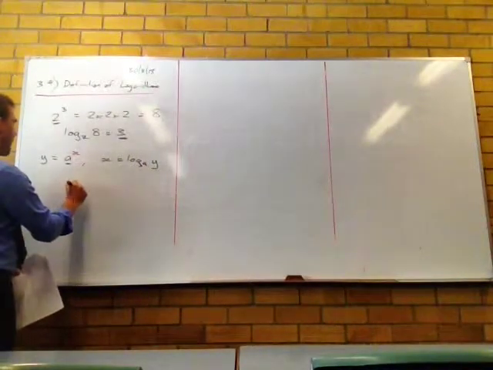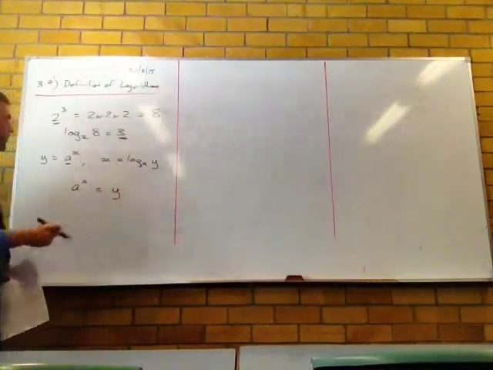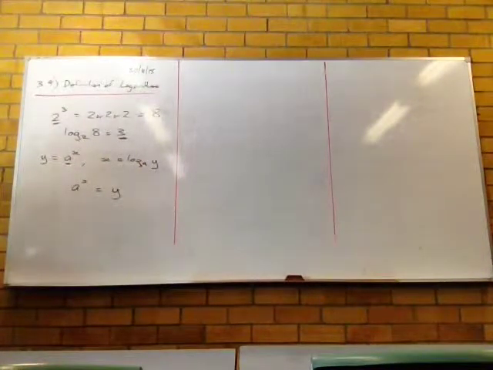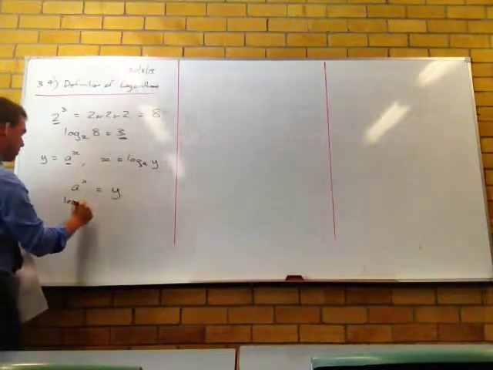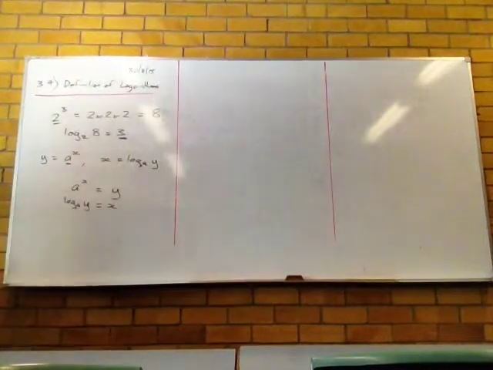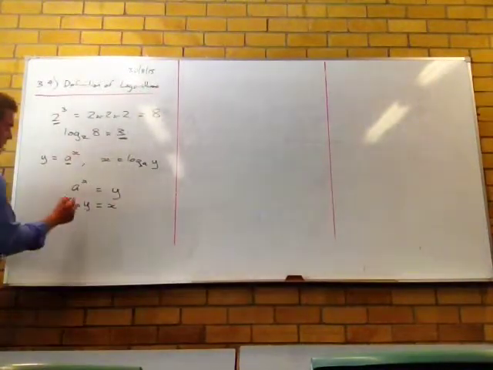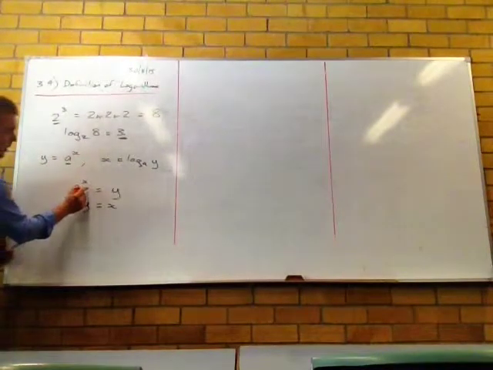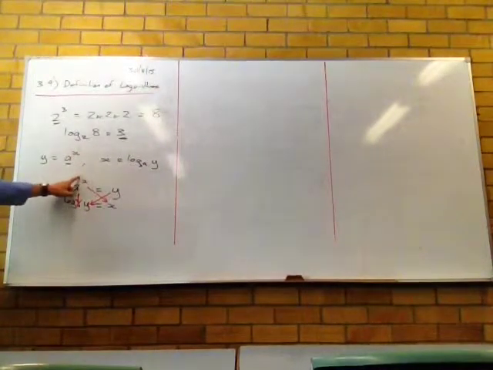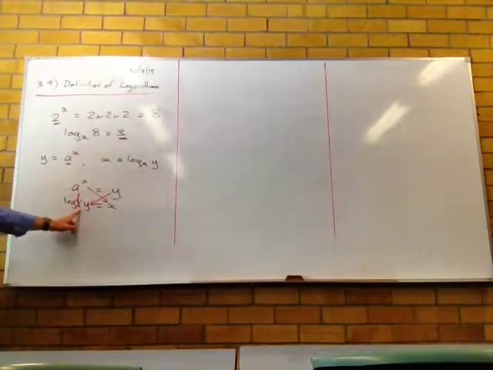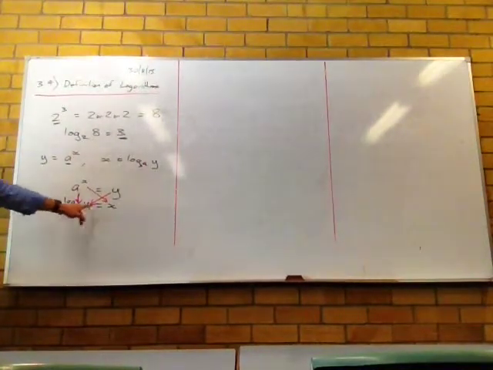So, one way to remember it: if you go a to the power of x is equal to y, write this back to front. Write this back to front as well. So log base a of y is equal to x. And you've got to remember where these arrows go. So that goes straight down, and that one goes opposite, there and there. So 2 to the power of 3 is equal to 8. So the log base 2 of 8 means the power of 2 needs to be 3 for that to be 8.